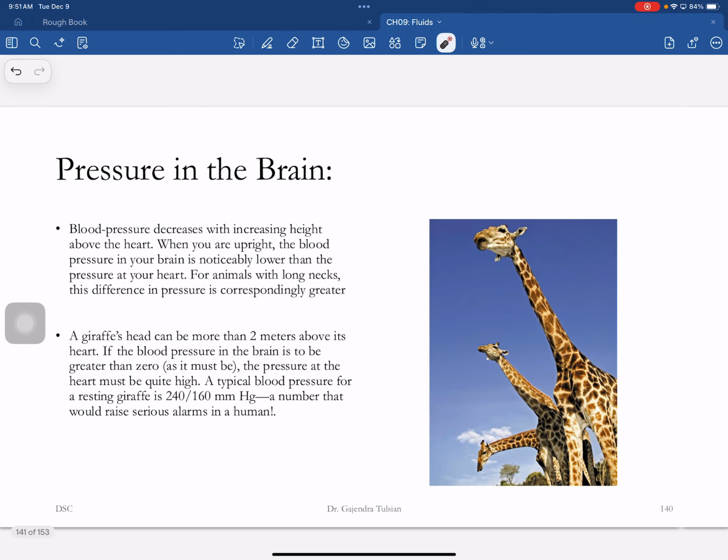Animals like this have to deal with this. Their heart is over there, and the blood loses a lot of pressure getting there. Consequently, the heart of a giraffe has to be much stronger, and the pressure it has to maintain is quite high. The pressures in a giraffe are 240 to 160 millimeters of mercury. Systolic pressure is 240, twice our pressure, and the diastolic pressure is also twice ours.